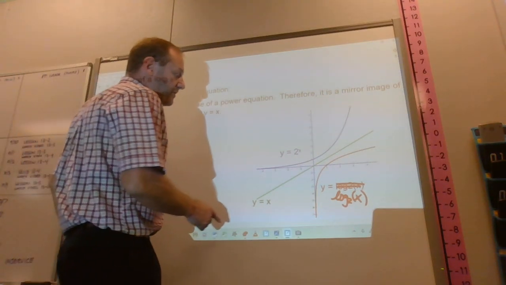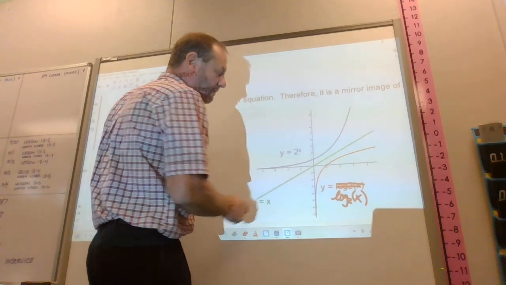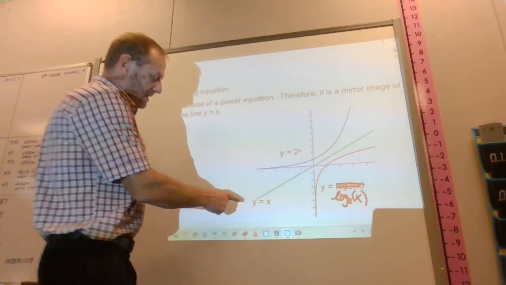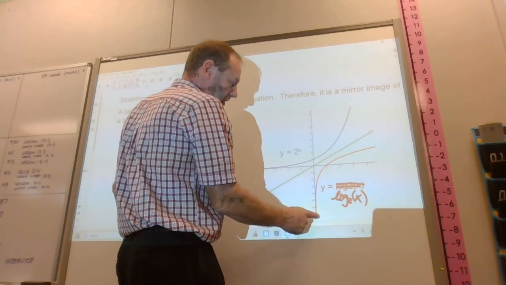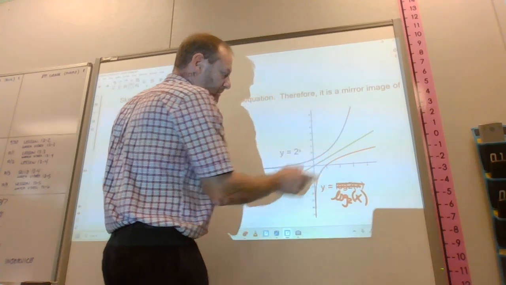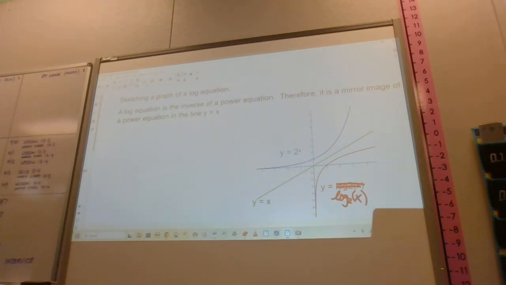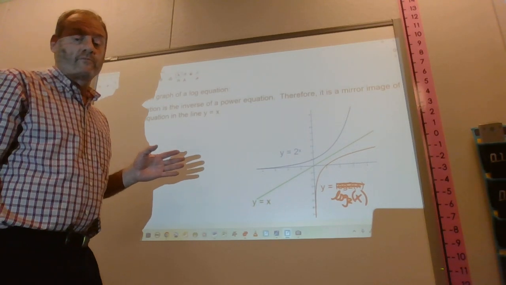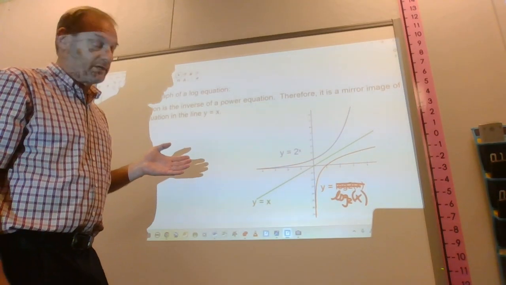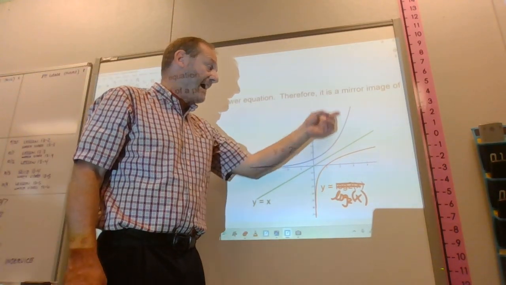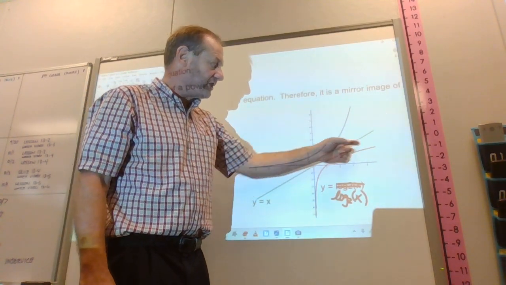Now remember that an inverse, if you graph the line y equals x and you graph a function and its inverse, they will be mirror images of each other, and this is your mirror, y equals x. So here's 2 to the x power. Here's log base 2 of x. It's a mirror image. All right, so if you had to graph one, say you didn't have your calculator, and you couldn't remember how to graph a log equation, you could always graph the power equation, then kind of dot in the mirror there, and then sketch in the other one.